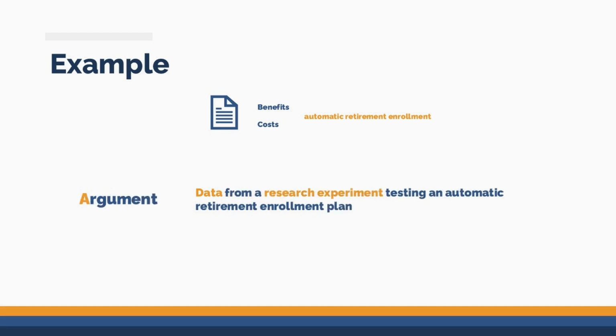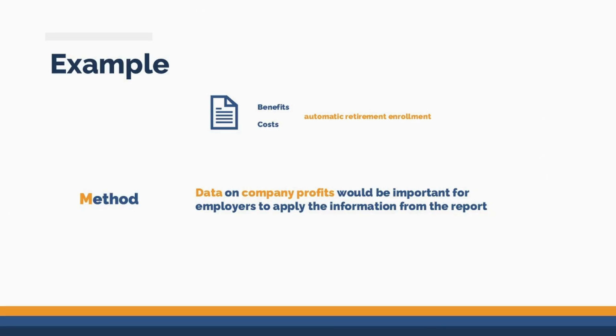Argument. One of my main points is that implementing automatic enrollment into retirement plans is related to higher overall retirement savings. Data from a research experiment testing an automatic retirement enrollment plan would be a relevant source to support this point. Method. Since my audience is employers, data on company profits would be important as they consider applying information from the report. Now we are ready to start searching for data sources.